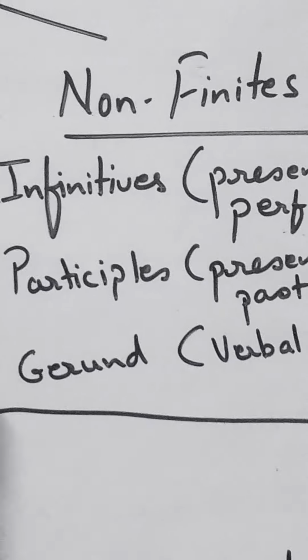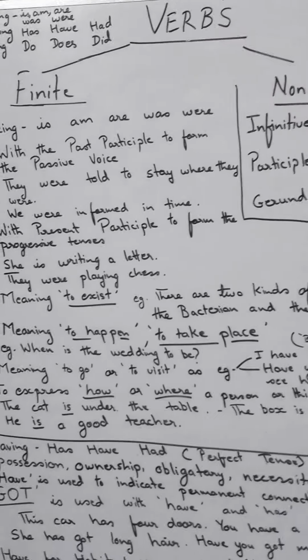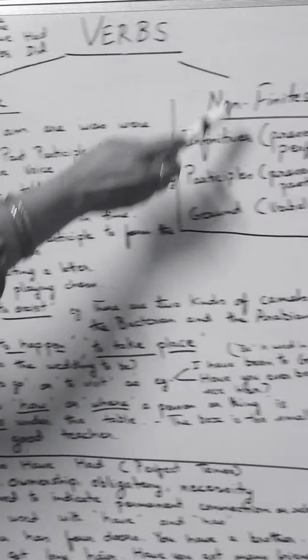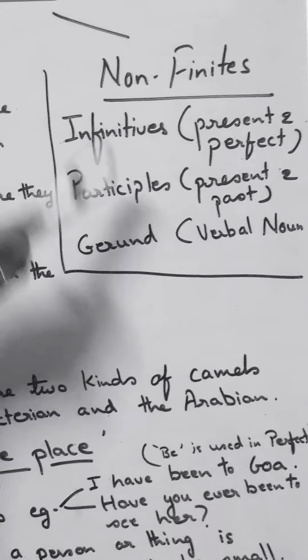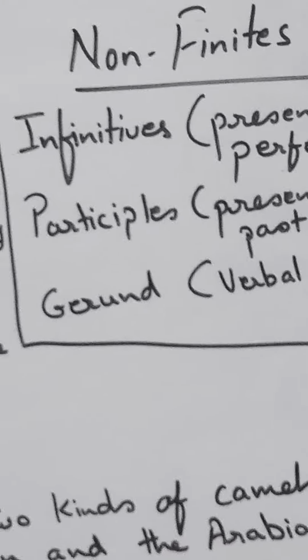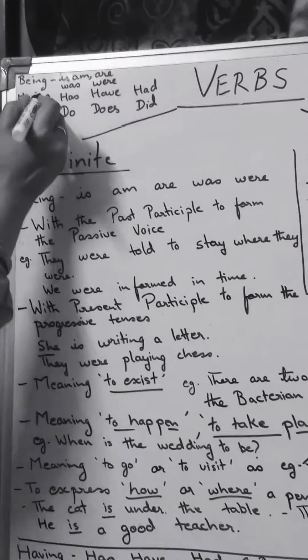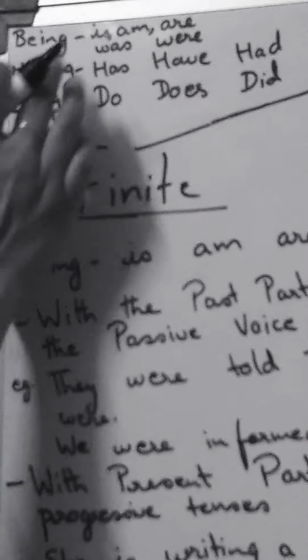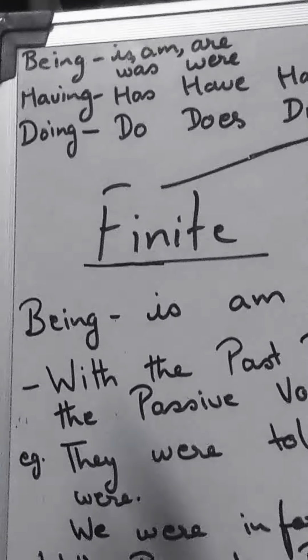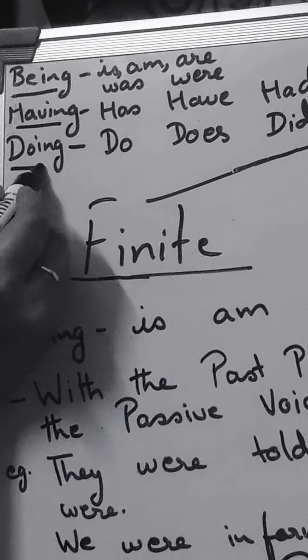So this topic is not ours today because this is again a very deep topic. This will take another lecture. But just to introduce it, infinitives, participles and gerund are the content of non-finites, but we will concentrate on finites today. And to start with finites, I have got a very easy table, because when we start with verbs we can't ignore being, having, doing.